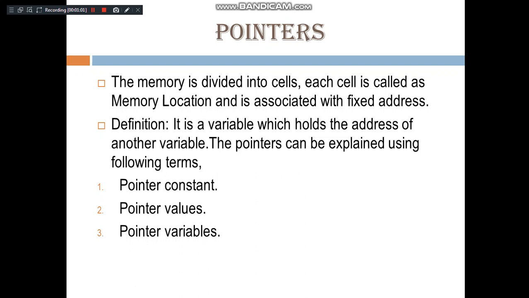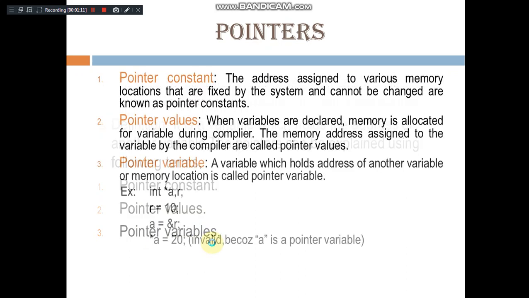So in programs, pointers can be explained using the following terms: pointer constants, pointer values, and pointer variables. A pointer constant is the address assigned to various memory locations that are fixed by the system. For example, if you say 512 KB, so 0 to 512 KB, every memory cell will have a unique address, and it cannot be changed during the program. So these are called pointer constants.